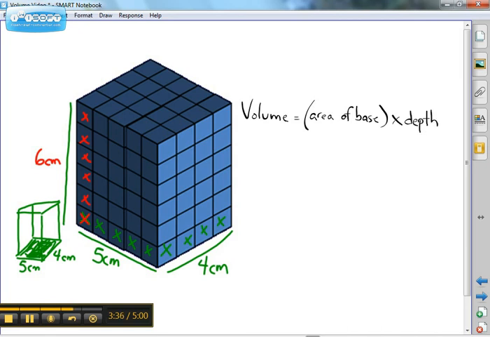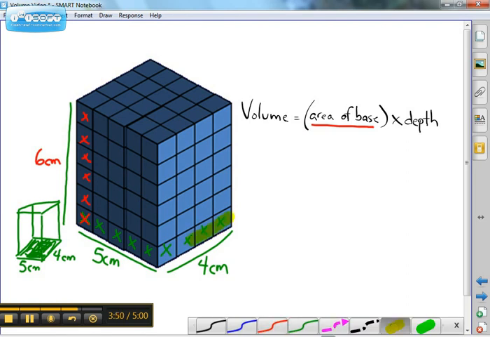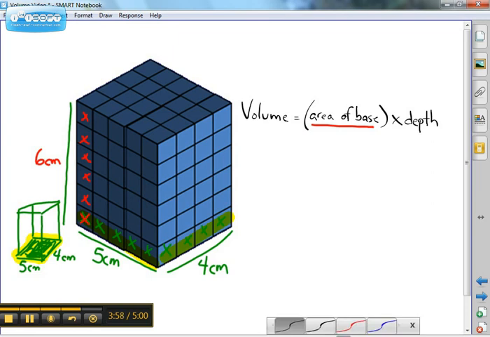The important thing to remember here is what are we talking about when we say area of the base? The area of the base is the base of the object. In this case, the base of the object is actually a rectangle. We already saw that it has a width of 4 and a length of 5. So the base is a rectangle. Well, we know the formula for the area of a rectangle, and we know that that is length times width. Length times width is how we find the area of this base, which is a rectangle. Once we find that, we multiply by how many layers there are, or how deep it is. That's the depth.